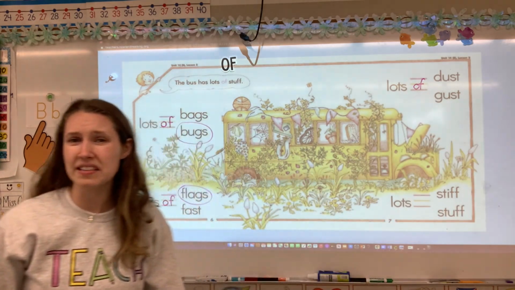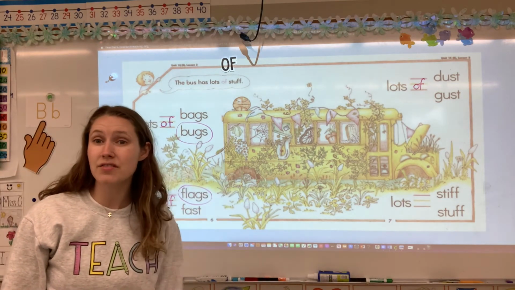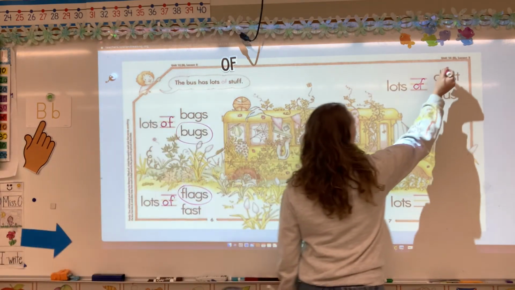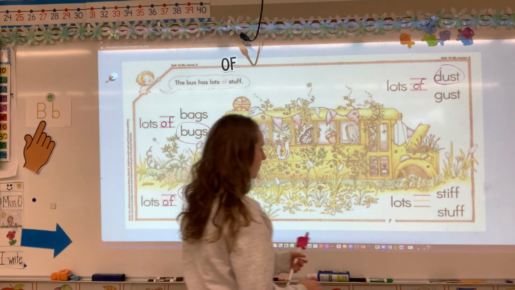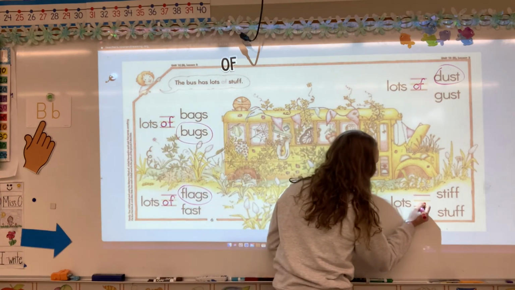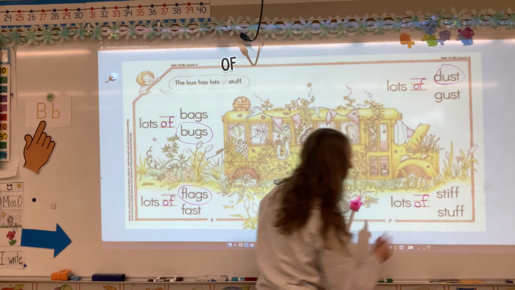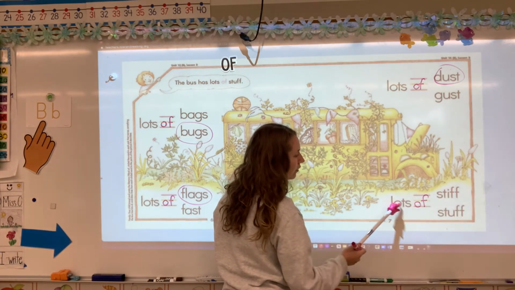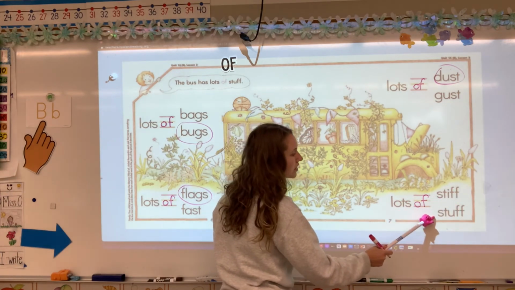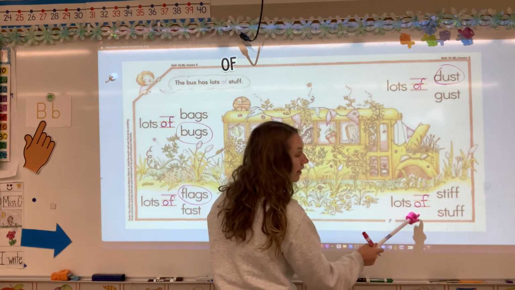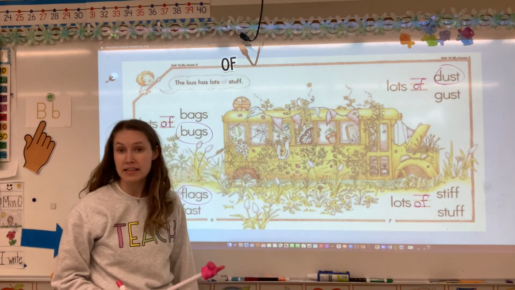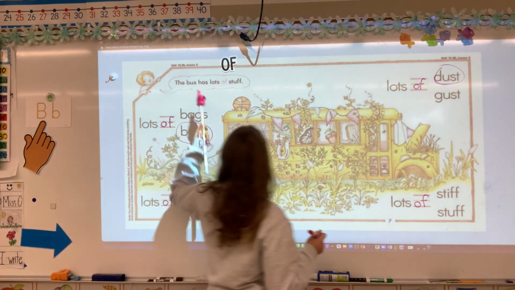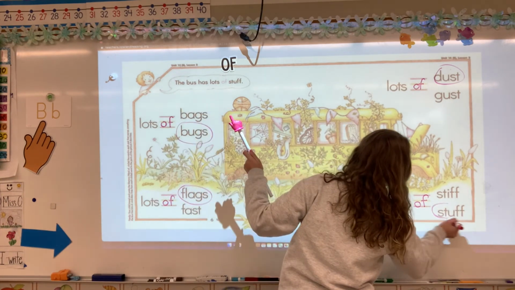A gust would be like some wind. Do you think the bus has lots of dust or gust? Probably lots of dust. It's been sitting for a long time. And our last one. Lots, and I need to add my memory word of. Lots of, let's read these words. Stiff, stiff. Lots of stiff, lots of stuff. Stuff, lots of stuff. What do you think is correct? Lots of stiff or lots of stuff? Lots of stuff. That's what Talk was saying. The bus has lots of stuff.